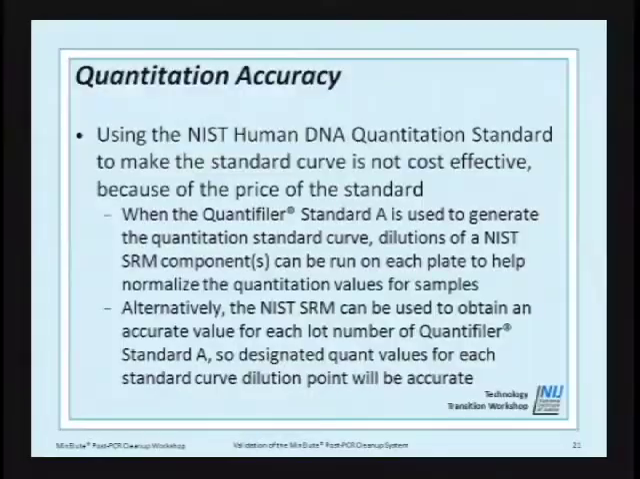Using the NIST human DNA quantitation standards to make the standard curve is not cost effective because of the price of the standard. When the quantifier standard is used to generate the quantitation standard curve, dilutions of a NIST SRM component can be run on each plate to help normalize the quantitation values for samples. Alternatively, the NIST SRM can be used to obtain an accurate value for each lot number of quantifier standard, so that the designated quant values for each standard curve dilution point will be accurate.